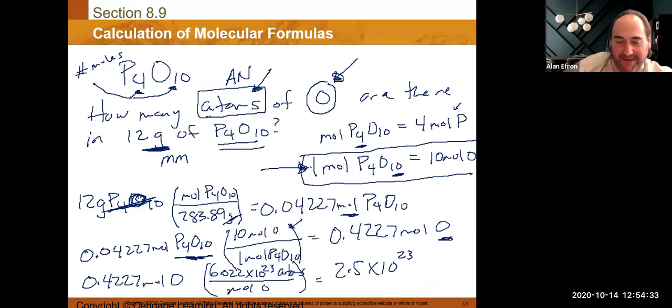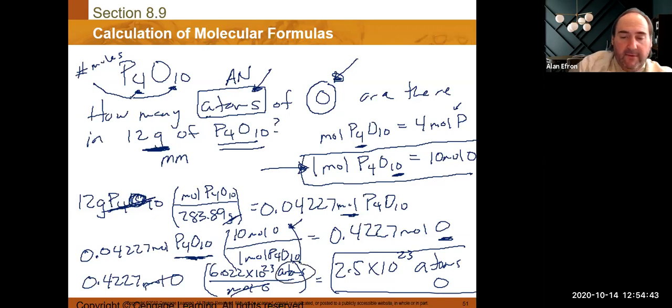So these are atoms here. It would be atoms of oxygen. Perfect. Again, the moles here would cancel and we would be left with atoms. Other questions on that? Okay. So that is chapter 8.